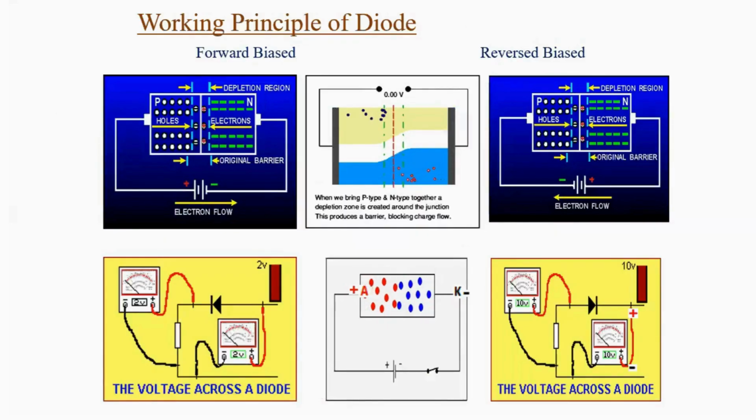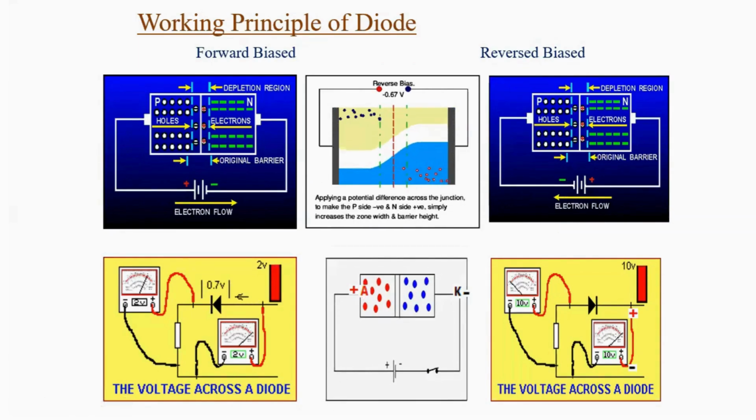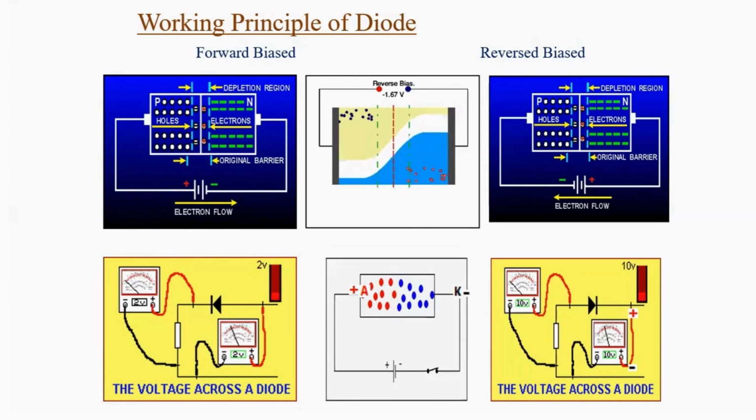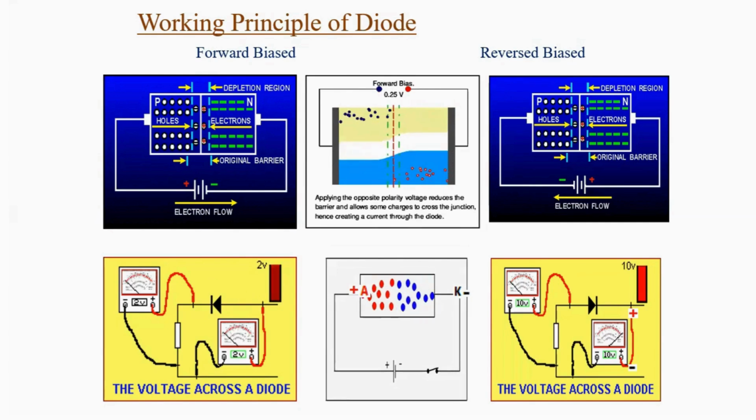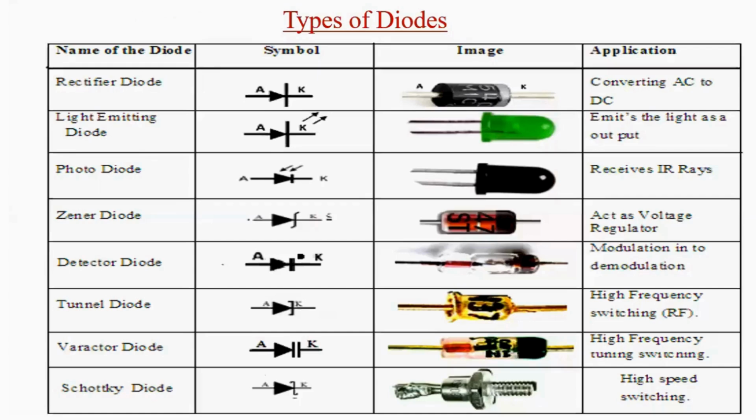Working principle of the diode. Just now we discussed how it works, and after this we will practically see how to test the diode with the help of a multimeter. In forward bias it works; in reverse bias it will not work. This is given in the working principle. We go to the next slide.